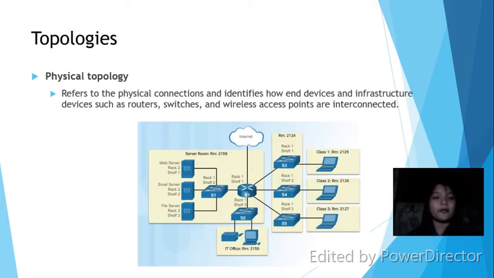Physical topology refers to the physical connection and identifies how end devices and infrastructure devices such as routers, switches, and wireless access points are interconnected. So the physical topology identifies how the end devices, like the PC, the printer, the laptop, the switch, the router, and access points, are interconnected.